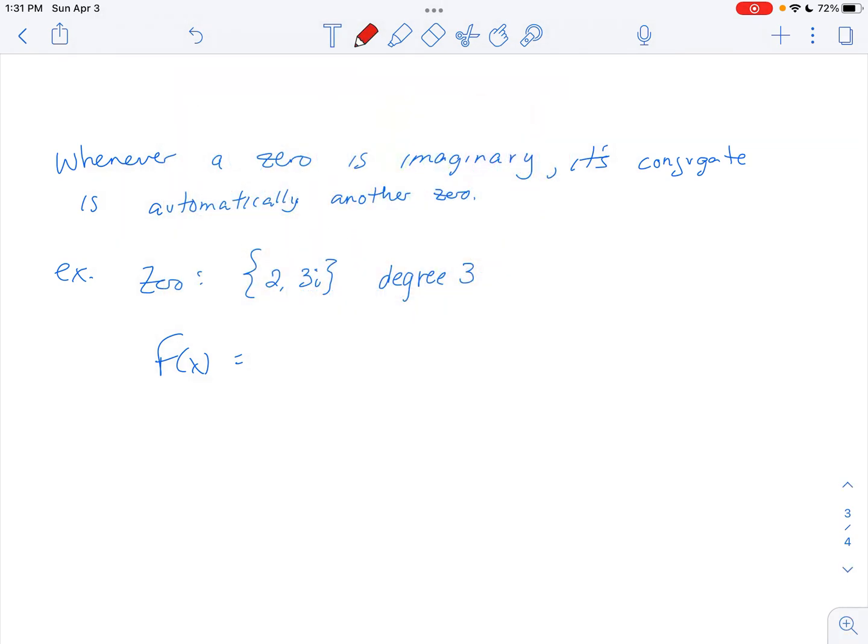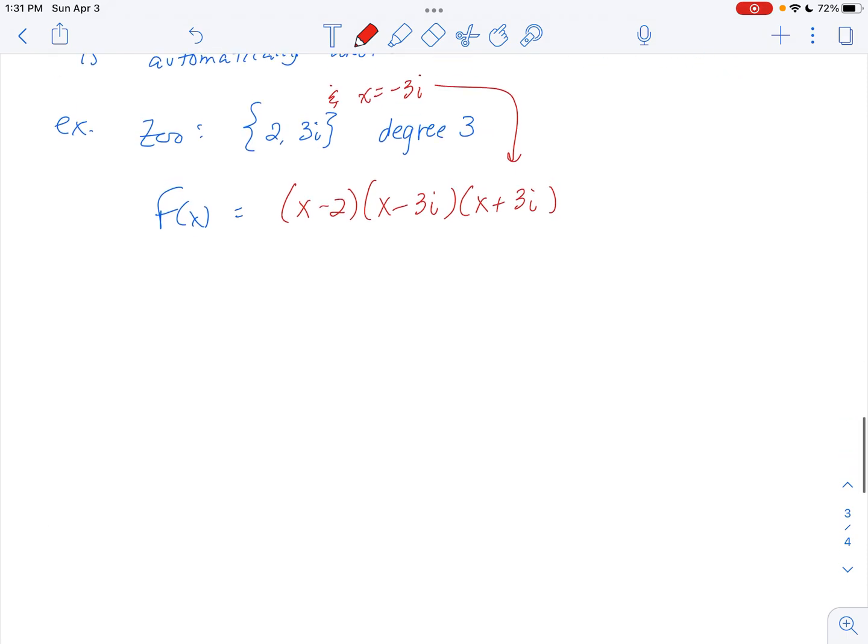The other factor that's missing here that they didn't directly tell you, we have x minus 2, we have x minus 3i, but x equals negative 3i is another 0. So we should have a factor of x plus 3i to represent the factor for that solution. So you just have to remember that imaginaries come in pairs. Now, the best thing to do for this is distribute the imaginary factors first.